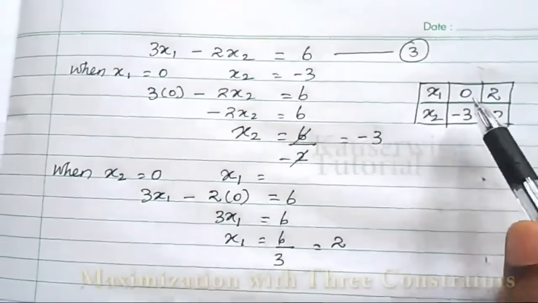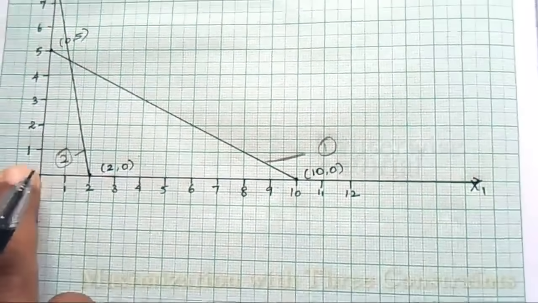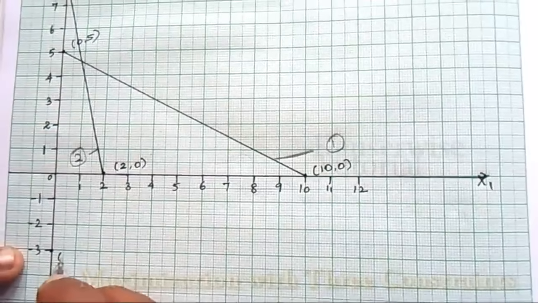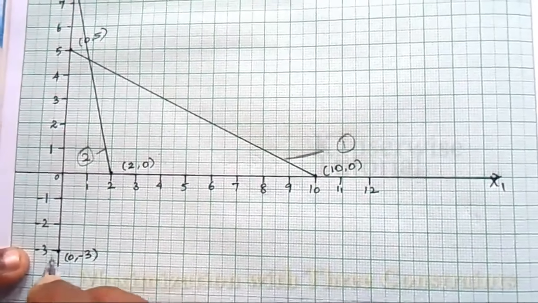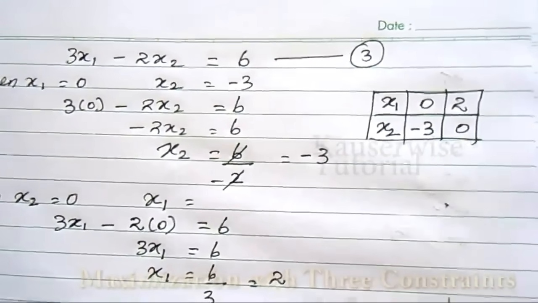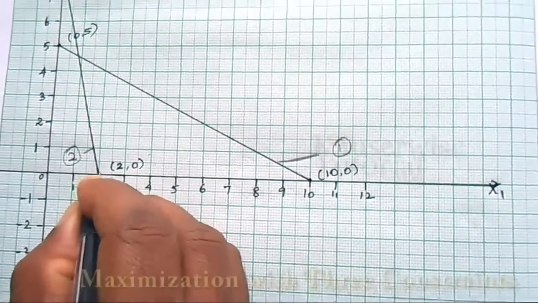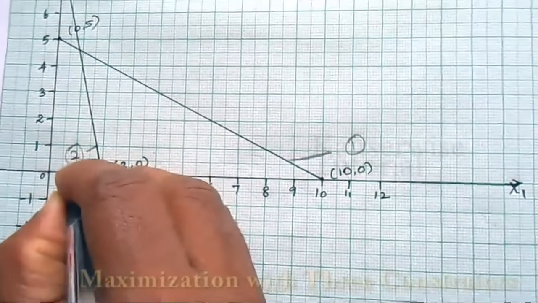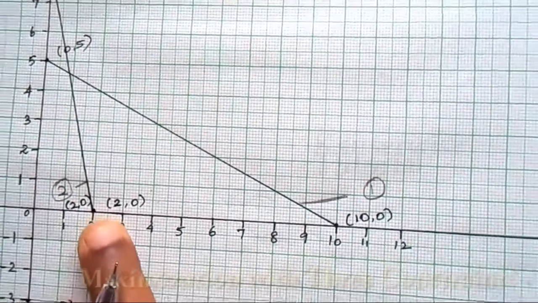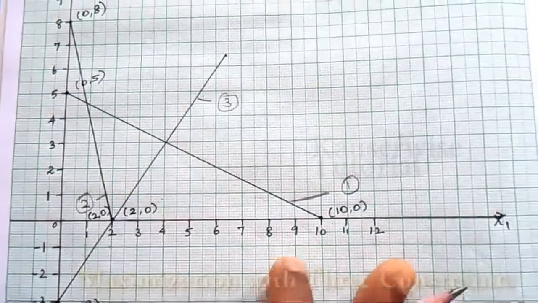Look at the third equation values. x1 is 0, x2 is minus 3. This is the first point. Look at the second point: x1 is 2, x2 is 0. So this is the point, 2, 0. Now you need to join the 2 points. This line represents the third constraint. So we have got 3 lines.